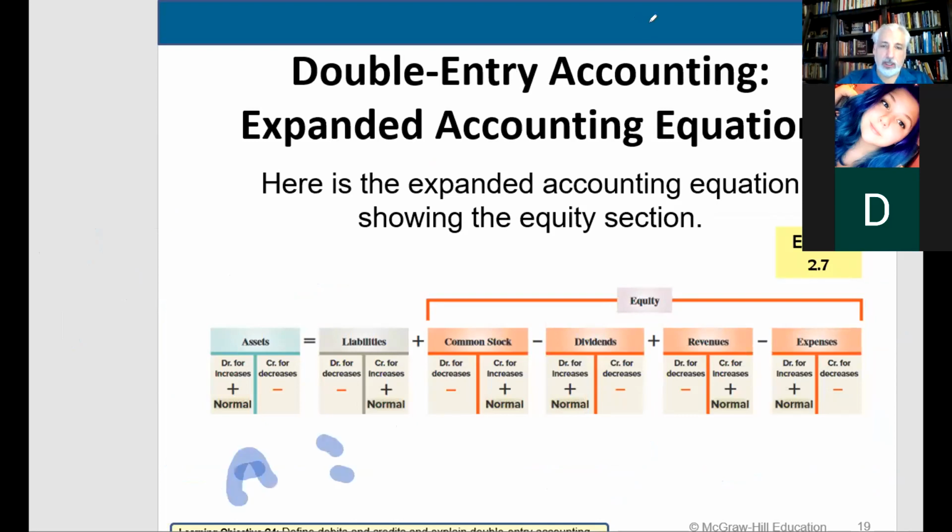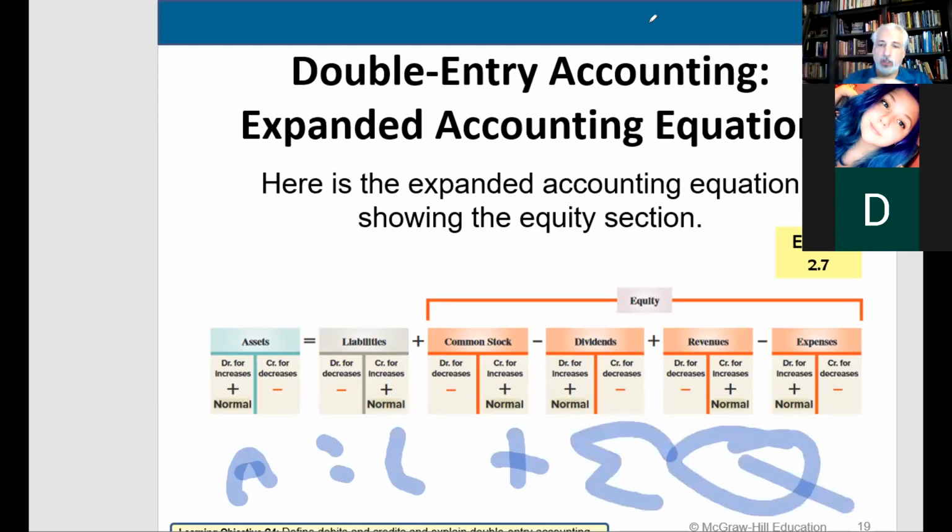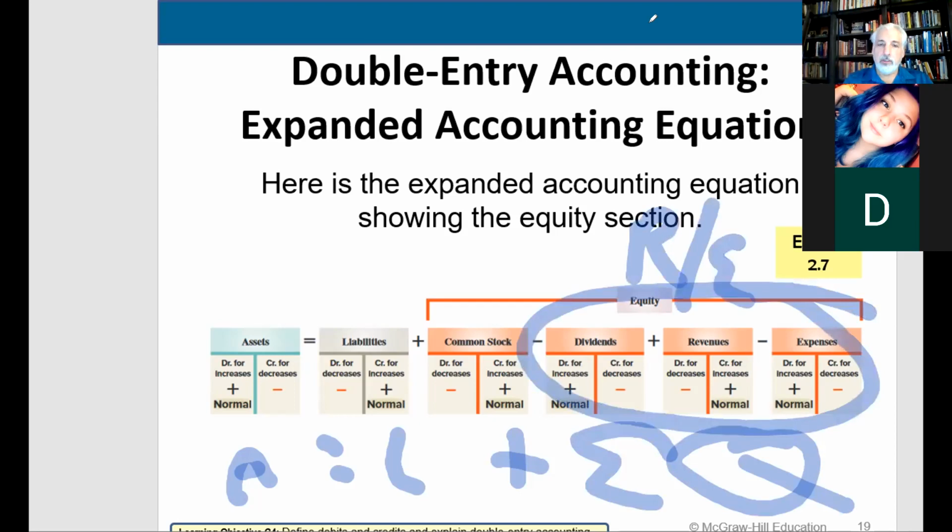Assets still equals liabilities plus equity. All that stuff. And as you recall, this is retained earnings. We have assets, normal debit balance. We have liabilities, normal credit balance. Common stock, equity, normal credit. Dividends. Dividends are a little funky. You're saying dividends are showing up in equity, but it's not a credit balance because the normal balance of a dividend is a debit balance. We'll see more about that in a minute.